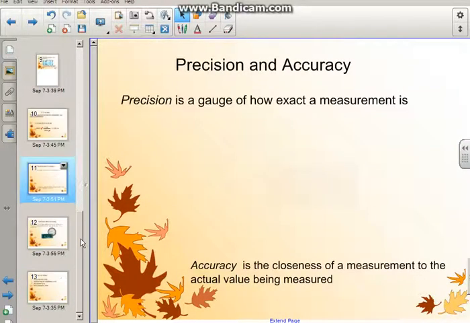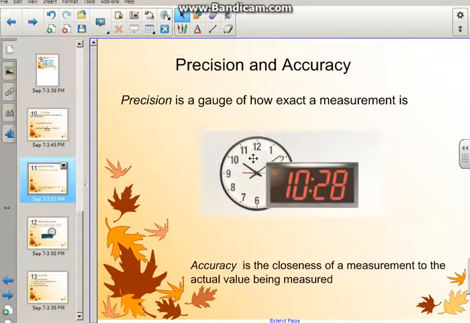Now, precision and accuracy. Precision is a gauge of how exact a measurement is, whereas accuracy is the closeness of a measurement to the actual value being measured. So if we look at these two clocks, let's say it's 10:25. The digital clock reads 10:28 and the analog clock reads 10:09. So the more accurate clock in this case is the digital one because it is closer to the real time of 10:25. However, the analog clock is more precise because it has this little red bar that tells us how many seconds have gone by. The digital clock doesn't tell us anything about seconds, so it gives us less information. It is less exact.